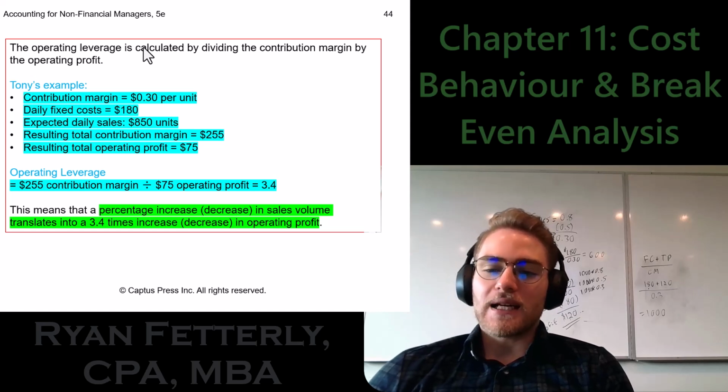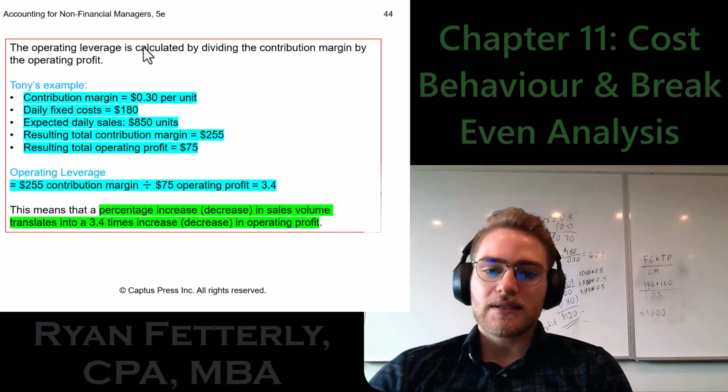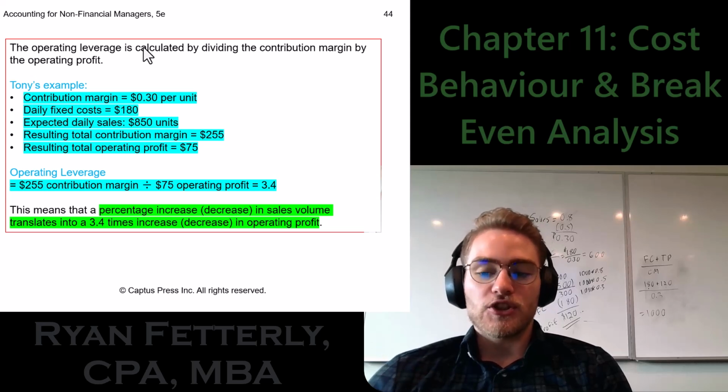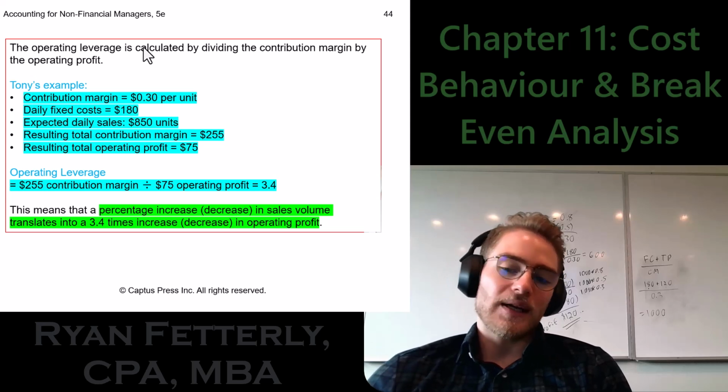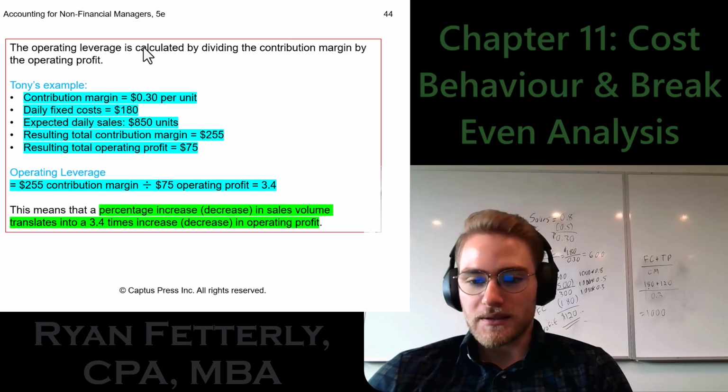So operating leverage is calculated by dividing the contribution margin by the operating profit. Contribution margin, say in this case, is 30 cents per unit, and daily fixed cost is 180. So expected daily sales, at 850 units, resulting contribution margin would be 255. Take off the 180 in fixed cost, that is basically resulting operating profit of $75.